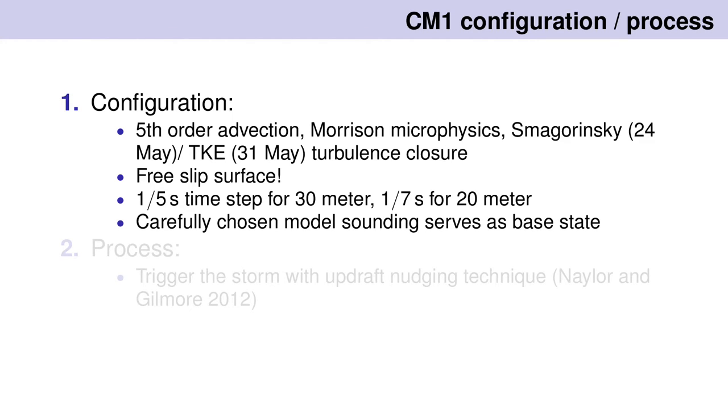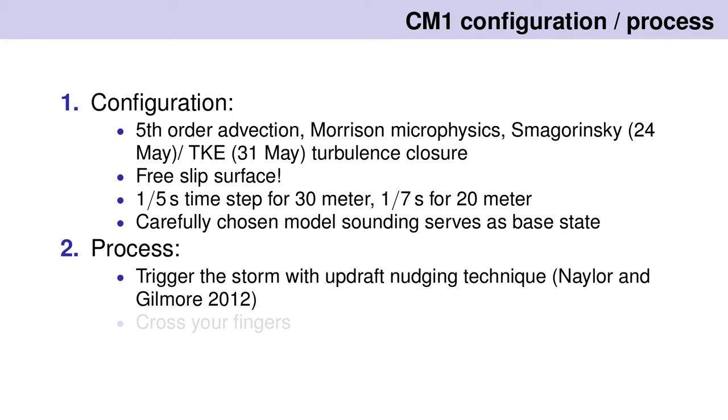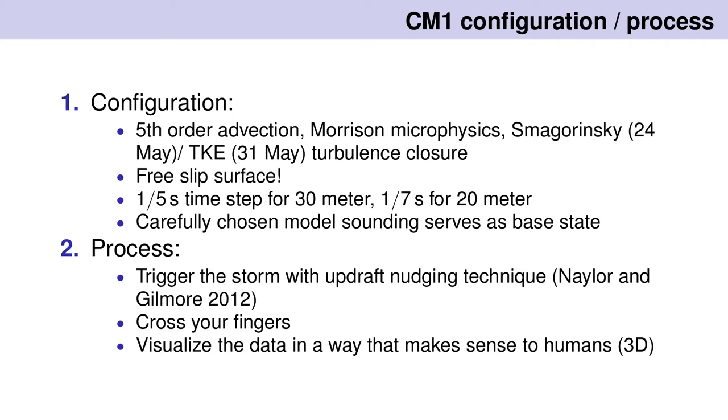You use a good base state, and then how do you do it? You trigger the storm. We're using the updraft nudging technique of Naylor and Gilmore, so we're not using a warm bubble, which has typically been used in this kind of work. We're using a momentum source, and then you cross your fingers. You don't know what's going to happen. It's a model simulation, and you hope you get what you want. I spent a lot of years trying different soundings, different approaches, and then once you do get it, you have to visualize the data in a way that makes sense.